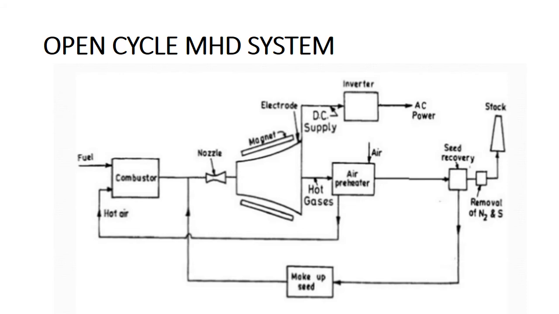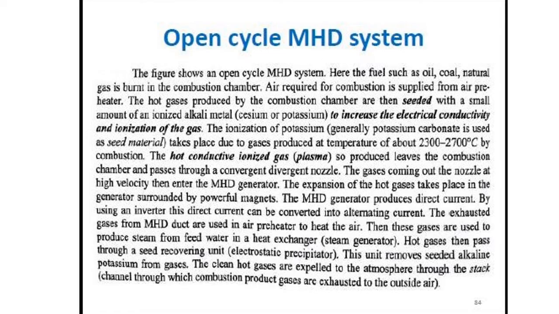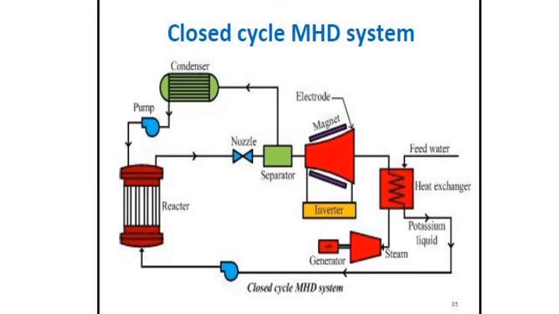Next, this is the explanation of the open cycle system. Next is the closed cycle MHD system. What is the difference between an open cycle and a closed cycle system is that here the hot gases, or the exhaust gases, are not expelled out into the atmosphere. The process is actually completing. That is why this is actually a cycle. That's why it's a closed cycle system.